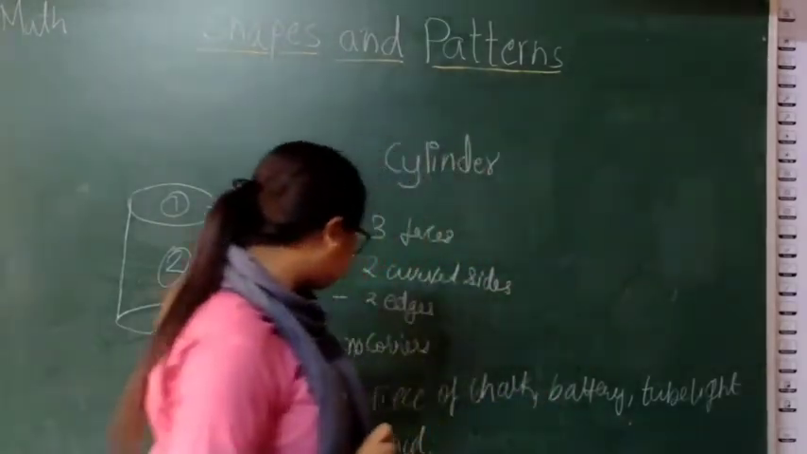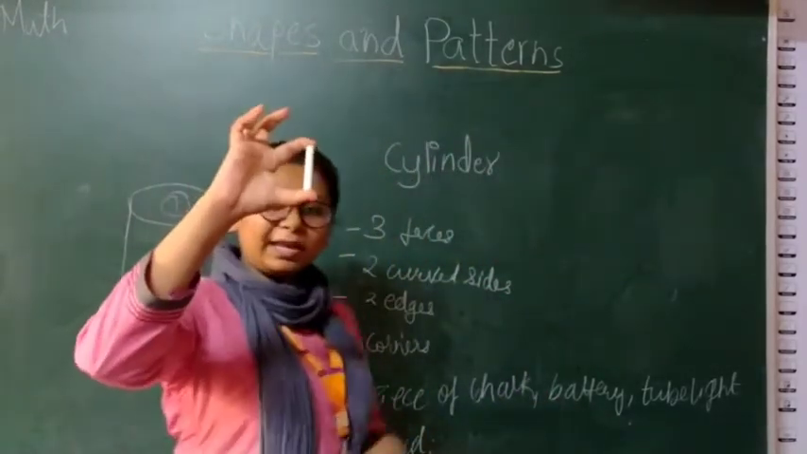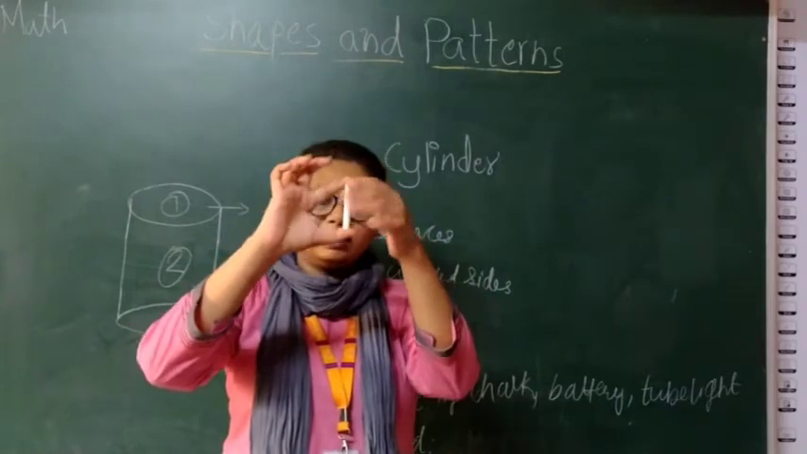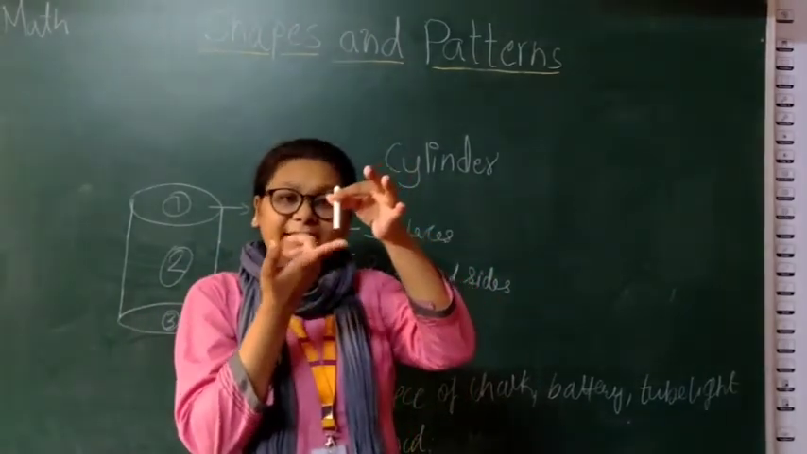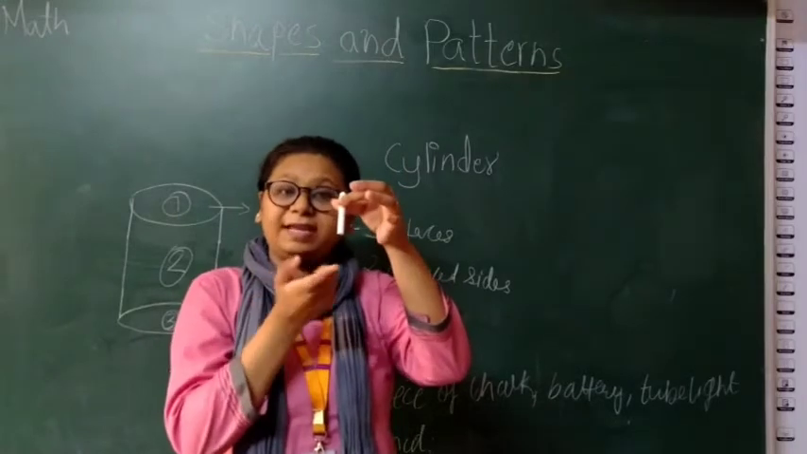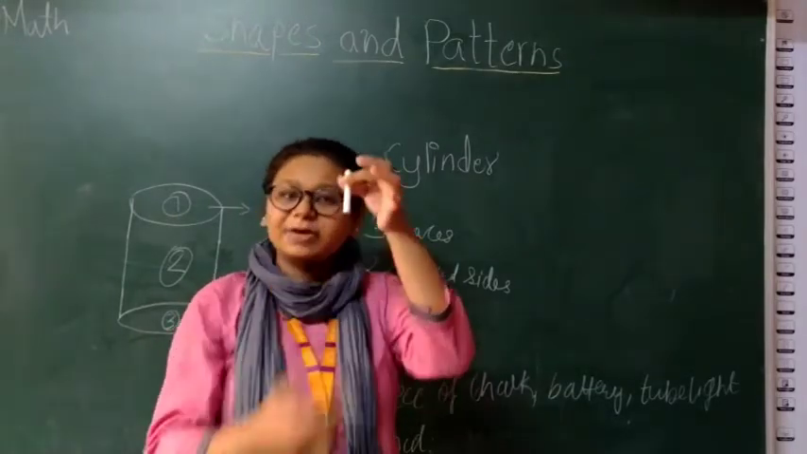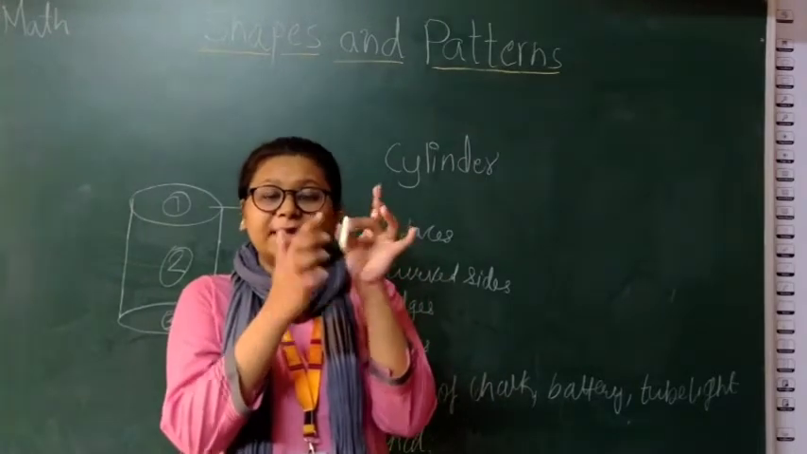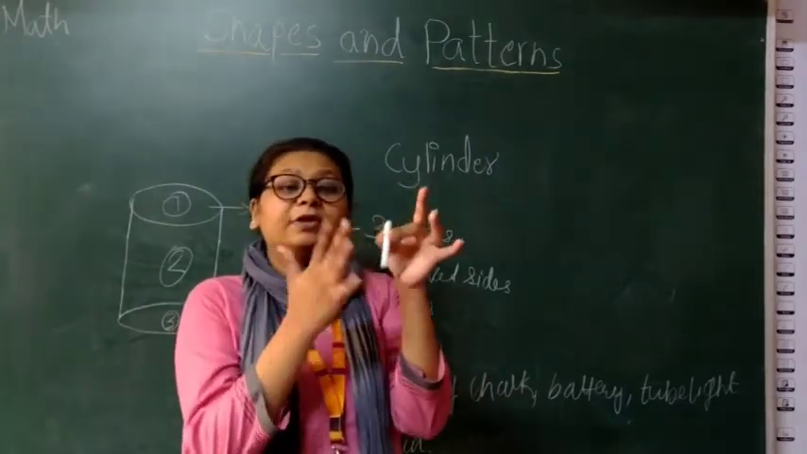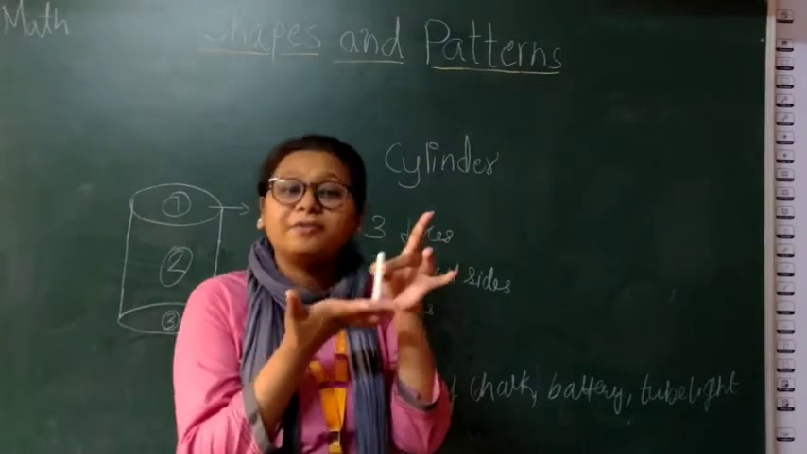The other example is a piece of chalk. Now can you see this chalk? It has 3 faces: 1, 2 and 3. The upper face, the middle face and the lower face. So it has 3 faces, it has no corners, and 2 faces are curved. Okay.